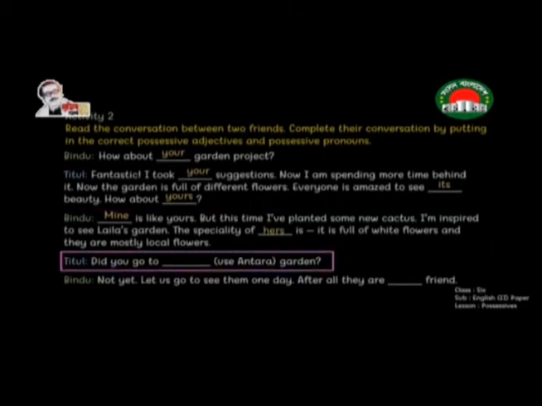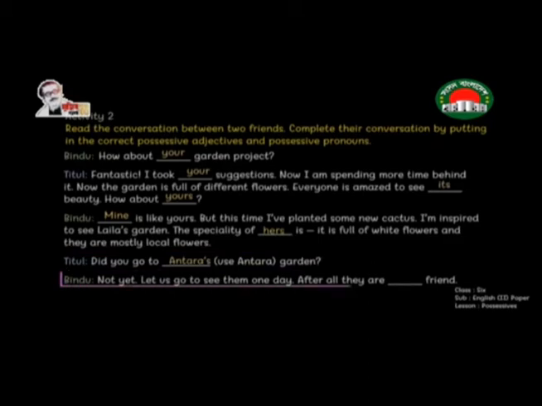Now Titu is saying, did you go to, okay, bracket is here, Ontora. That means the garden of Ontora. Did you go to Ontora's garden? Bindu is saying, not yet. Let us go to see them one day. After all, they are our friends. Exactly. I think in this activity, you have got more idea about possessive adjectives and possessive pronouns. Okay, let's go to another activity.